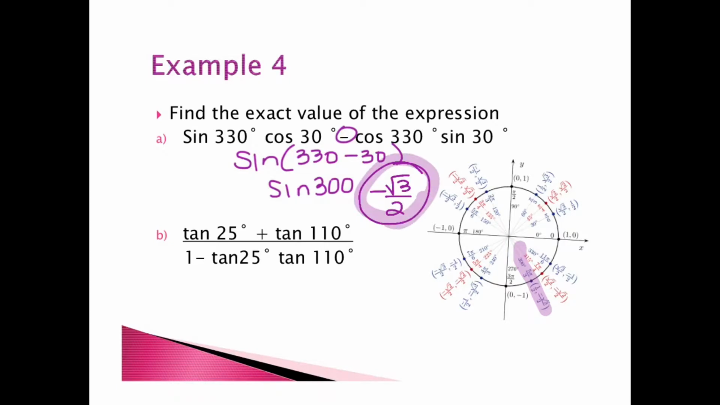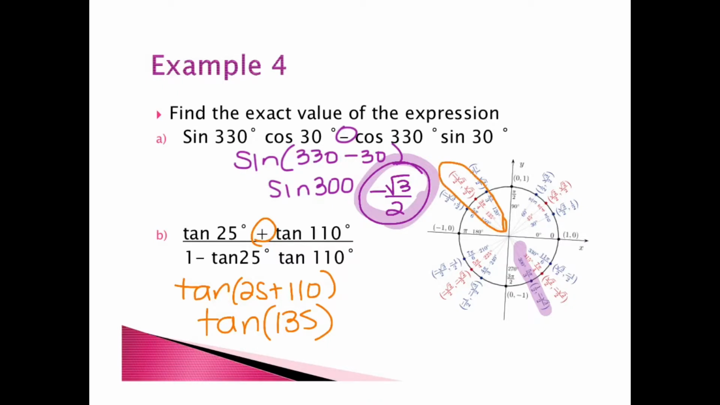For B, obviously tangent, and for tangent we keep the sign in the top. So this is tangent of 25 plus 110, or the tangent of 135. 135 is in my second quadrant. It's my over 4 angle there, which means the tangent would be 1, and one's positive, one's negative, so it is a negative 1.